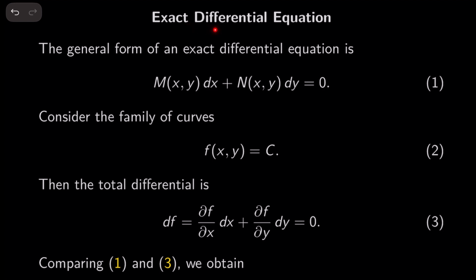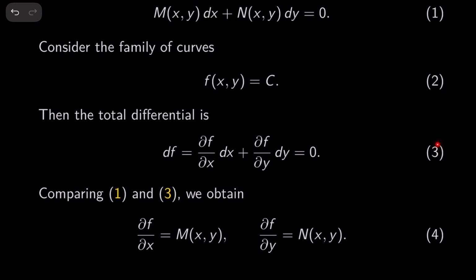In this video, we'll learn about exact differential equations. The general form of an exact differential equation is given by equation 1, that's M(x,y) dx plus N(x,y) dy is equal to 0. Consider the family of curves given by equation 2. Then the total differential of equation 2 is given by partial of f with respect to x dx plus partial of f with respect to y dy is equal to 0.